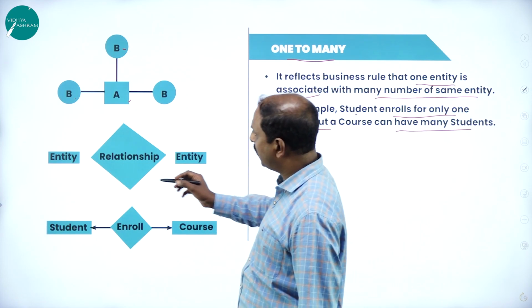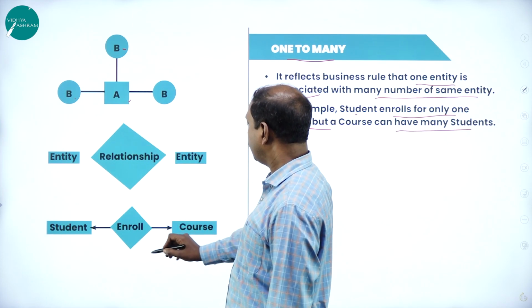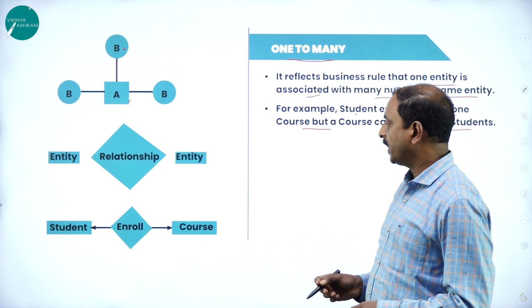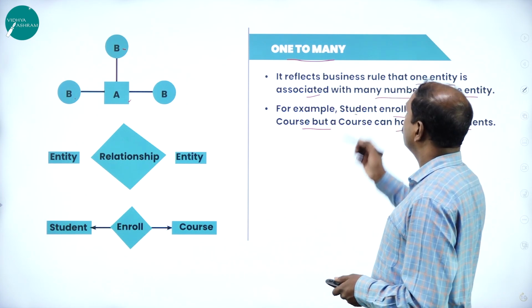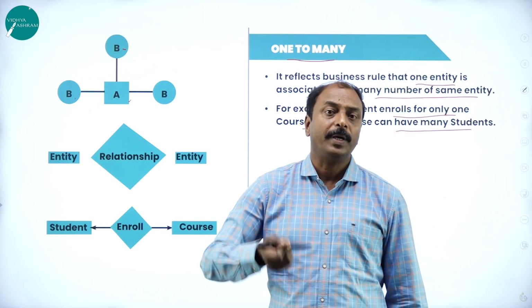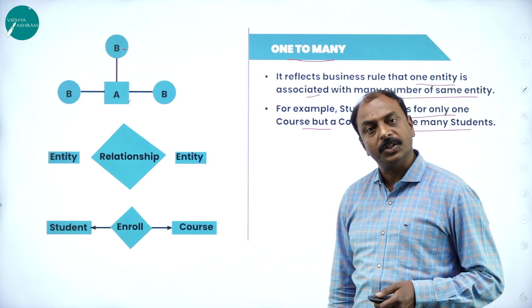Look at this example now. This is an entity relationship. Here again student enrolls for course. This is an example for one-to-many, or you can assume like this: one course has many students. That is an example for a one-to-many relationship.